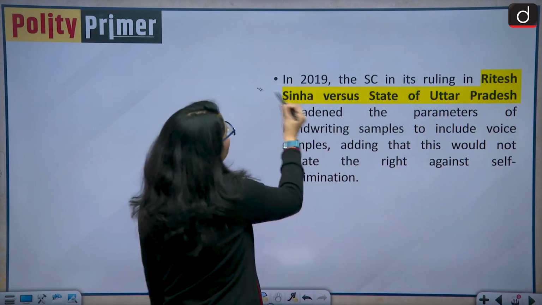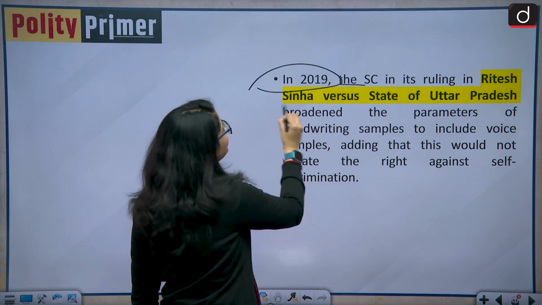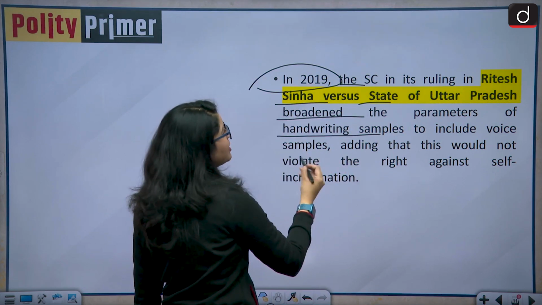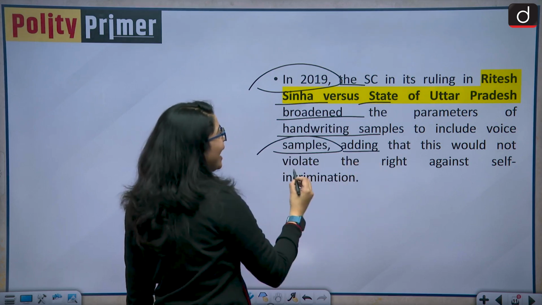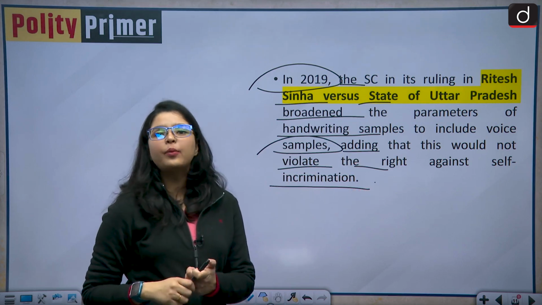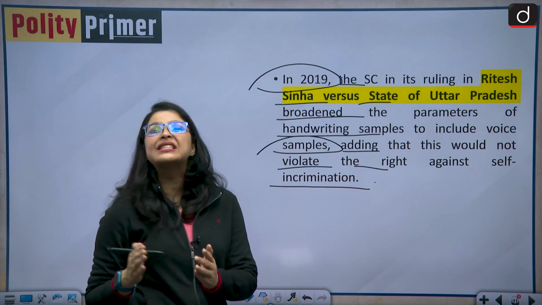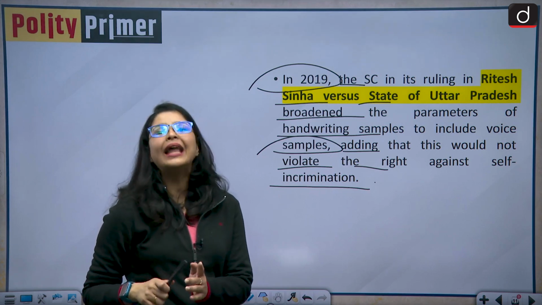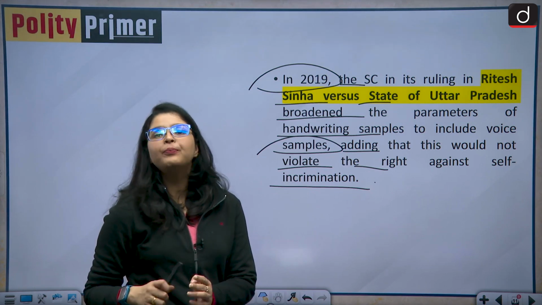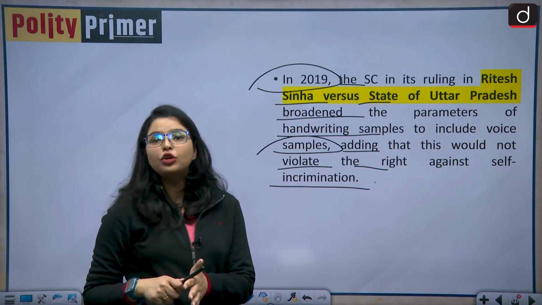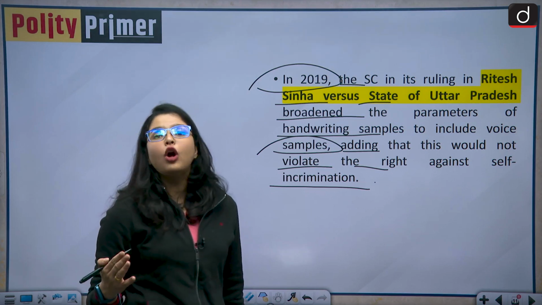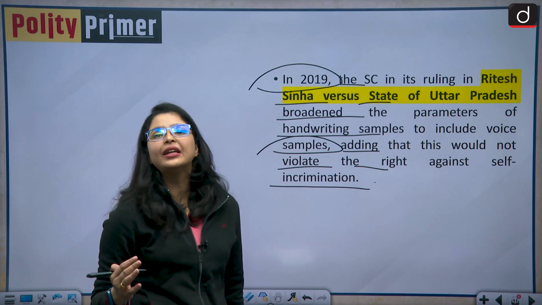Moving forward, in 2019, the Supreme Court in its ruling in Ritesh Sinha versus the State of Uttar Pradesh broadened the parameters of handwriting samples to include voice samples, adding that this would not violate the right against self-incrimination. So, in this case, the Supreme Court has said that voice samples can be taken if the crime is grave in nature, and this would not violate the right under Article 20 clause 3 of the Indian Constitution. In fact, asking for photographs, fingerprint samples, DNA samples, etc. is also not violative of Article 20 clause 3 of our Indian Constitution.